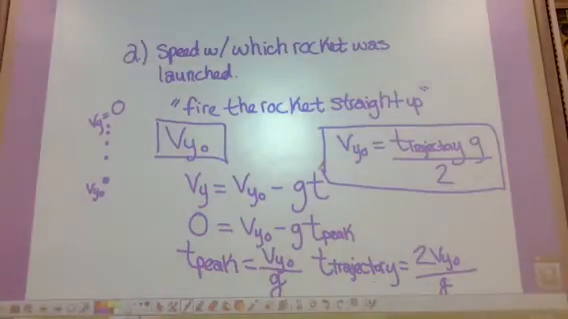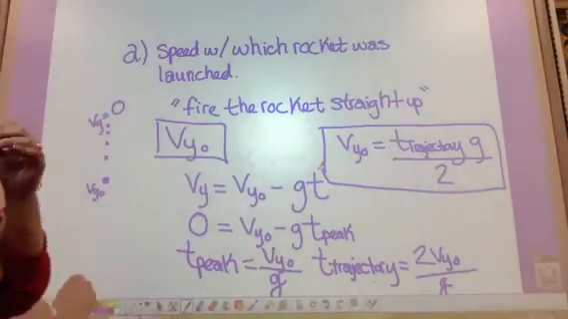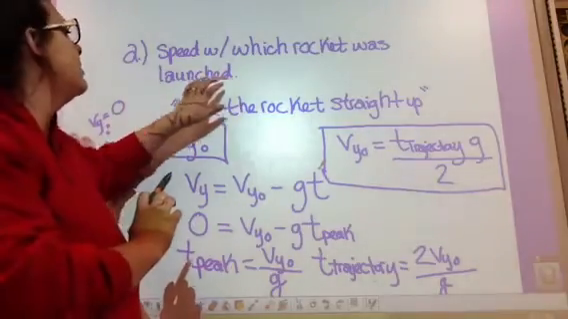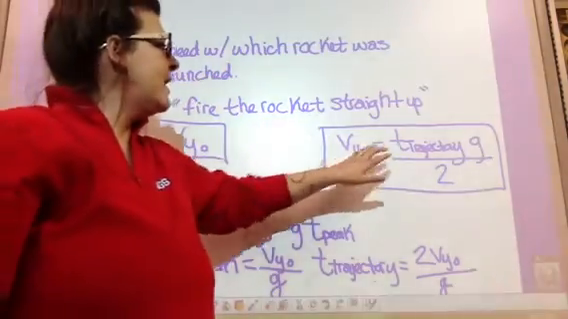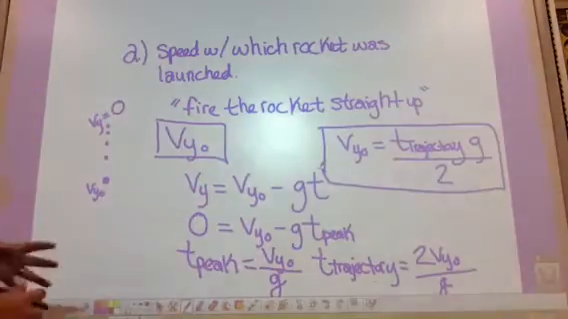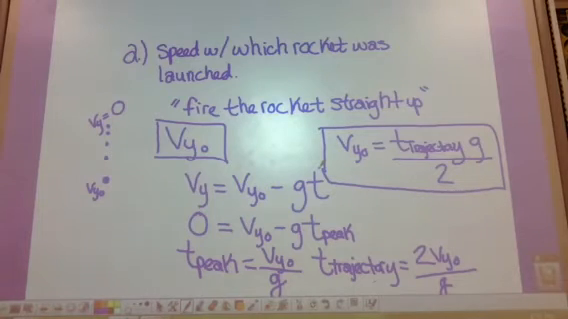I wanted to show what the speed was. I know it's only in the y direction, and it was the initial speed because I want to know what it was launched with. So that tells me that I also expressed it in terms of the time for the entire trajectory, which they asked me to do. So that solves A, but now I want to do B.